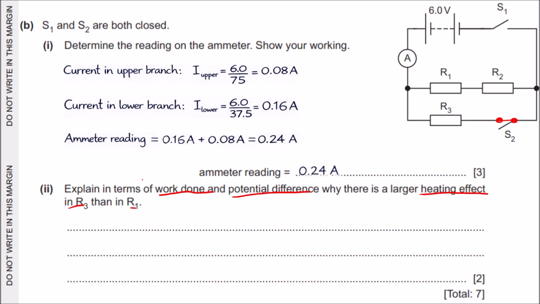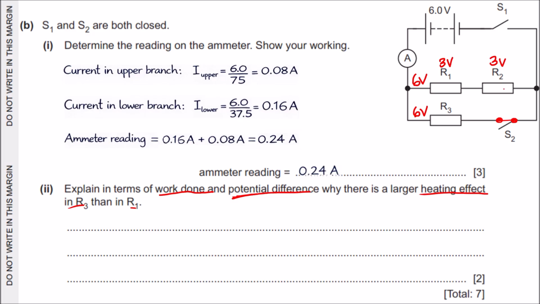Now, the first thing we need to understand here is the branch voltages are the same. We have 6 volts here and 6 volts here because we want to explain in terms of voltage and work done. So these 6 volts within branch 1 are divided in such a way that R1 takes 3 volts and R2 takes 3 volts, since these resistors are identical.